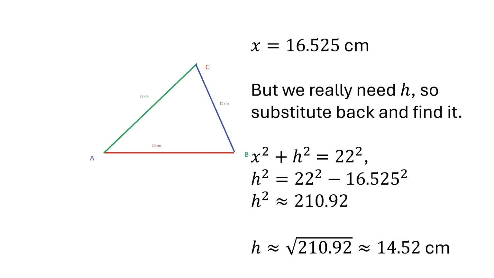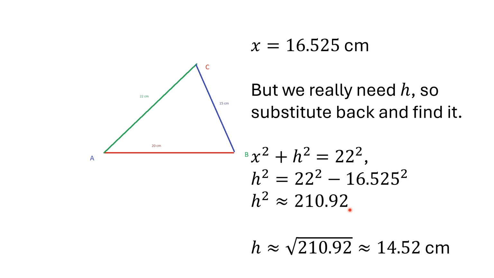Well, that's x. What we want is h. So we're going to pick the easier of the two equations. X squared plus h squared equals 22 squared. And we're going to solve that for h. H squared equals 22 squared minus x squared, and x is 16.525. So I had to subtract x squared from each side, and I plugged the number in. And so h squared is about 210.92.